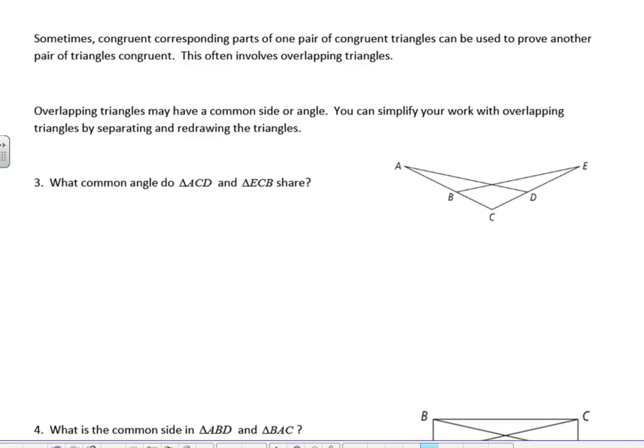Sometimes congruent corresponding parts of one pair of congruent triangles can be used to prove another pair of triangles congruent. And this often involves overlapping triangles. Overlapping triangles may have a common side or angle, and we can simplify your work by separating and redrawing the triangles. So this is the key strategy right here. You can simplify your work with redrawing those. This is the strategy that we'll use to help with this.